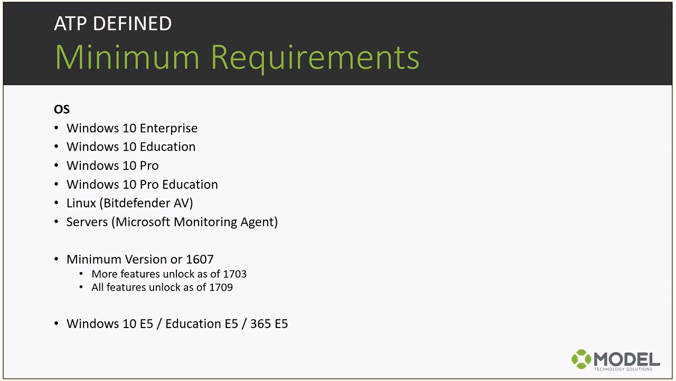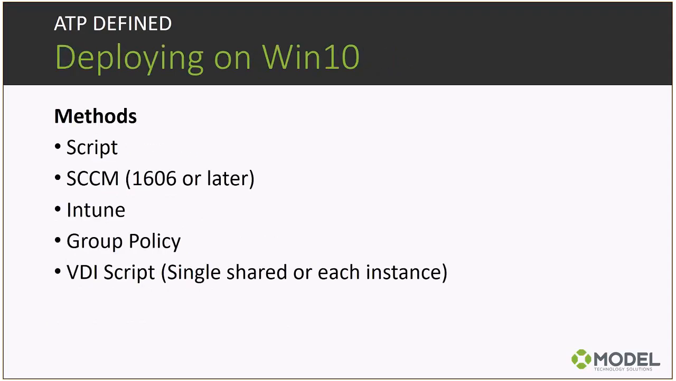Right. So to deploy ATP on Windows 10 specifically, there's a couple of methods that you can use to get it there. There's a script that will configure the tenant settings for you in the operating system. If you have SCCM 1606 or later, which we're going to look at today, we'll look at the script configuration. We'll also look at the SCCM piece. You can deploy an ATP package that contains your settings. It's more of an enterprise way to deploy it as opposed to a script because it's built into ConfigMan 1606 or later.